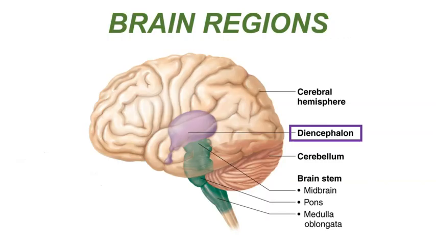So now that we have finished examining the cerebrum, we can turn our attention to the diencephalon. And the diencephalon is a region that forms essentially the inner core of the brain, and it's almost completely surrounded by the cerebrum.